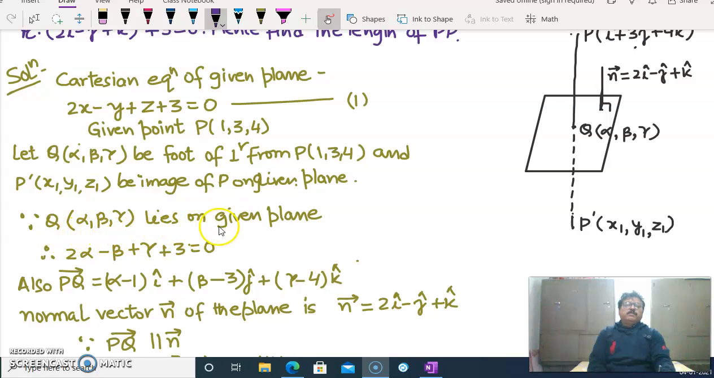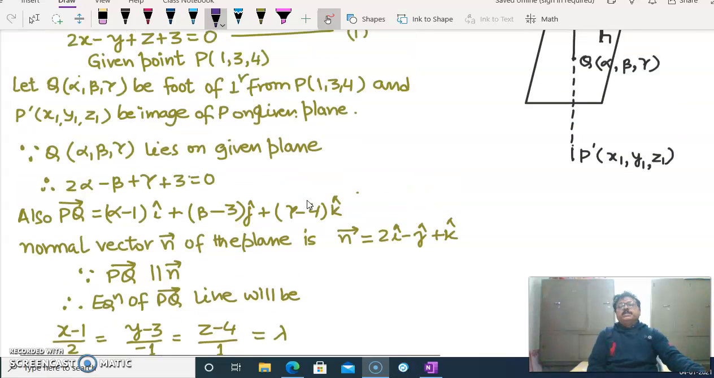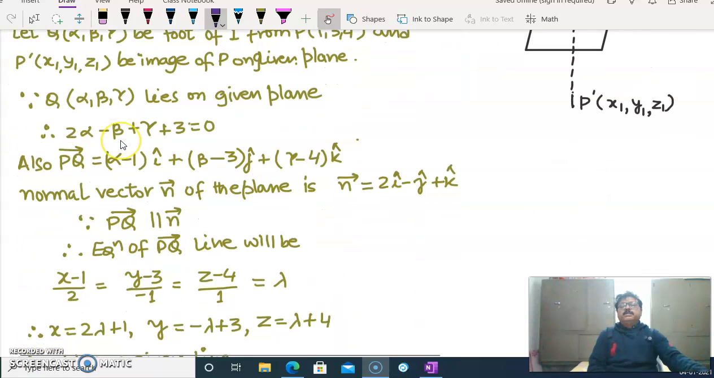Since Q(alpha, beta, gamma) lies on the given plane, it will satisfy the equation of the given plane. That means 2 alpha minus beta plus gamma plus 3 is equal to 0, and also PQ will be the position vector of Q minus the position vector of P, that is (alpha minus 1) i cap plus (beta minus 3) j cap plus (gamma minus 4) k cap. Also we know that the normal vector n of the plane will be 2i minus j plus 3k, correct? 2i minus j plus 3k. Done.